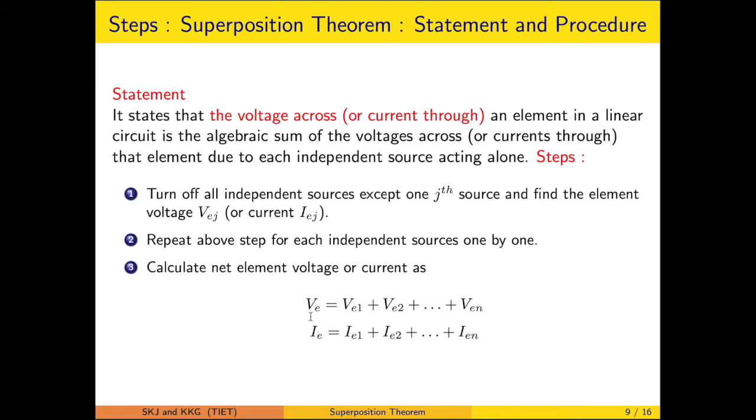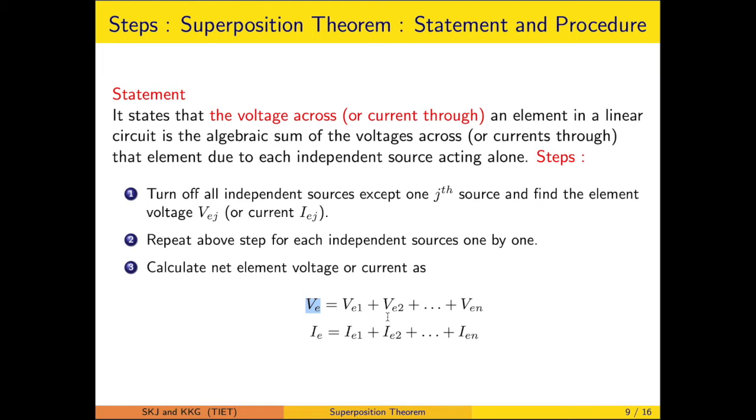The element voltage is denoted with subscript VE, similarly the current with IE. With the jth source under consideration, it gives a double subscript nomenclature VEj or IEj. Now the above procedure has to be repeated for each independent source one by one. Thereafter we can calculate the net voltage or current: VE is equal to VE1 plus VE2 up to VEn, or IE is equal to IE1 plus IE2 up to IEn.